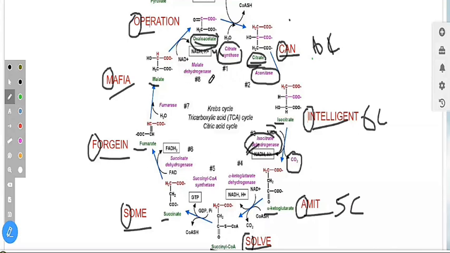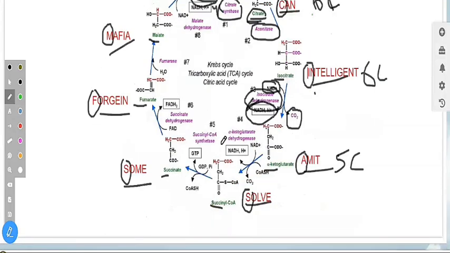Now NAD plus is converted into NADH by the enzyme isocitrate dehydrogenase, and a carbon dioxide molecule is removed from the isocitrate, then it will form alpha ketoglutaric acid. Whenever you see an enzyme named dehydrogenase, that means a hydrogen atom is removed from the substrate.